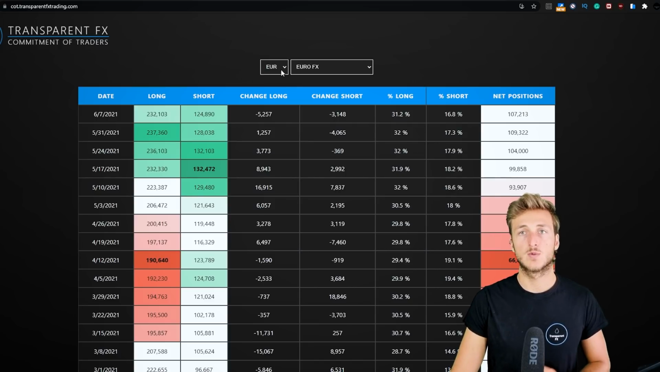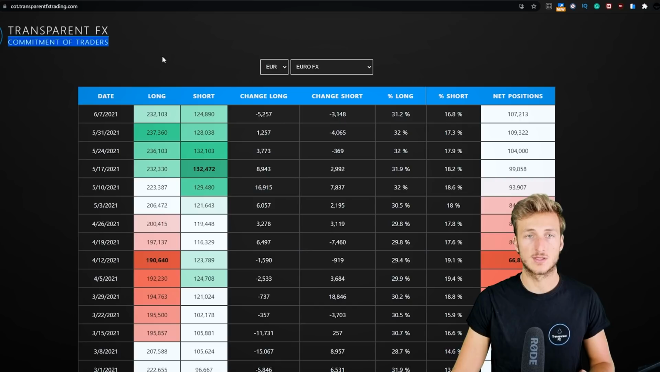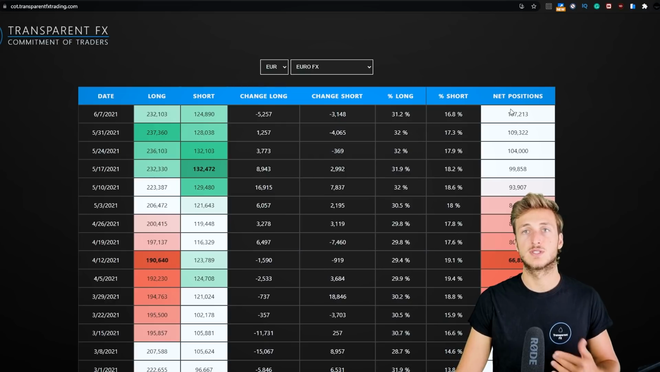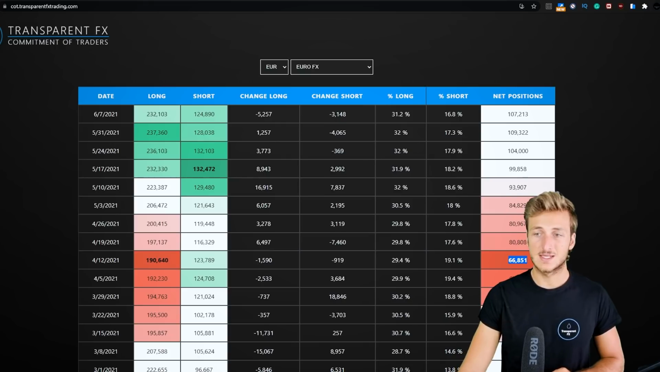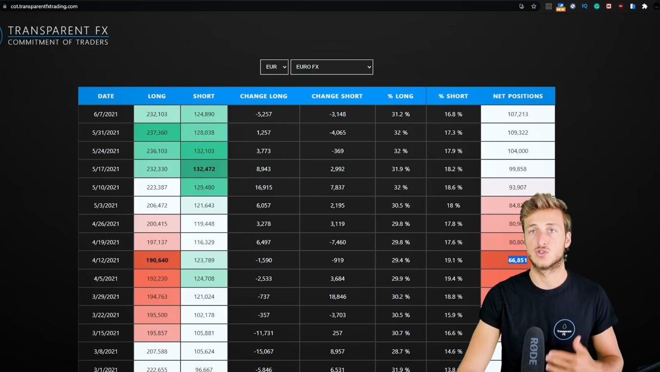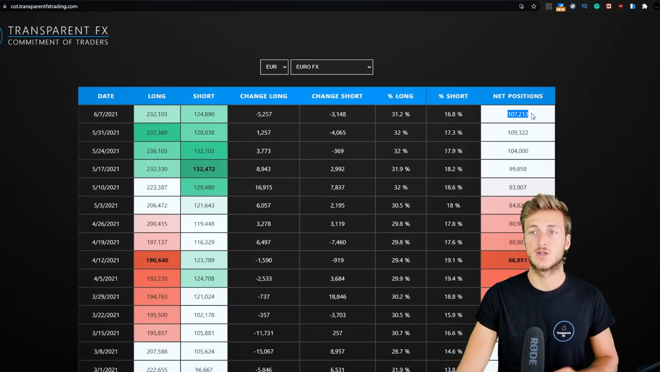Now, if we go and see what we have from a COT perspective, so commitment of traders, which is basically what hedge funds, so the non-commercials in the market are doing, we can see that lately with the last reports, net positions have been increasing. In fact, we went from having 66.8k net positions all the way up to having 107k net positions.